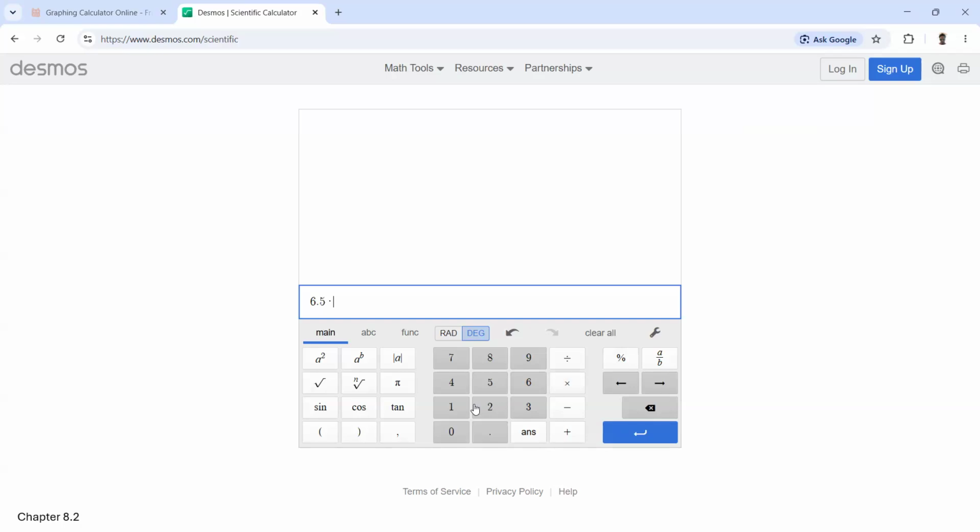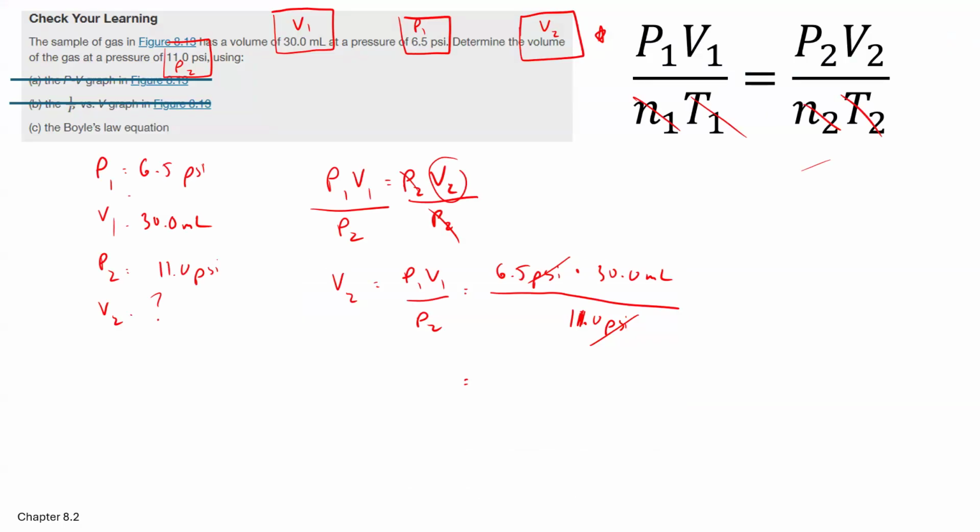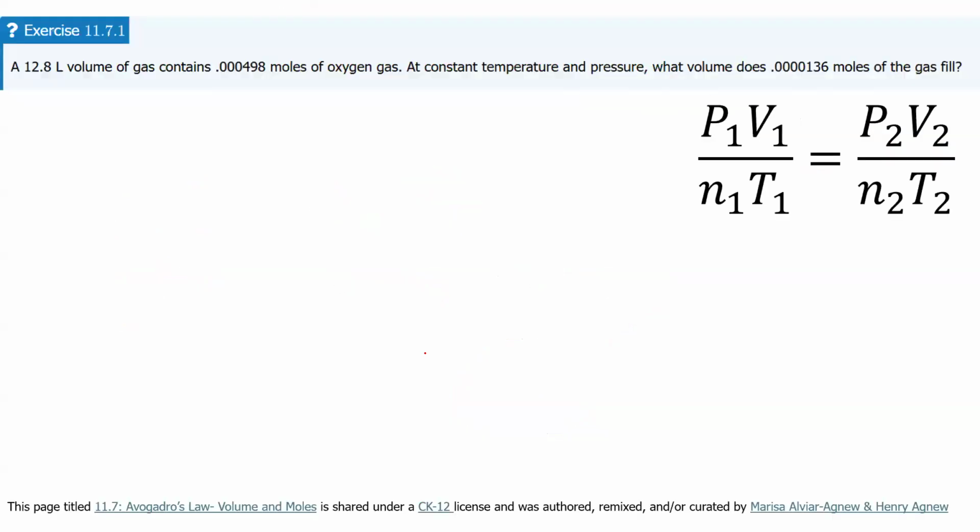6.5 times 30 divided by 11. All right, 17.7. It ends up being 18 milliliters, I believe. 18 milliliters. That's going to be V2. All right, so same answer, different equation, but when you modify it to fit your specific equation or your specific problem, it ends up being the same equation.